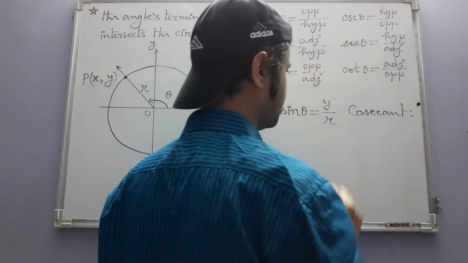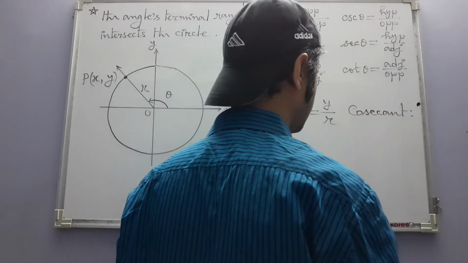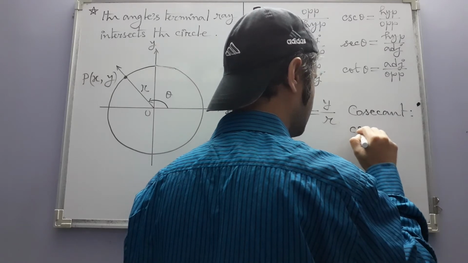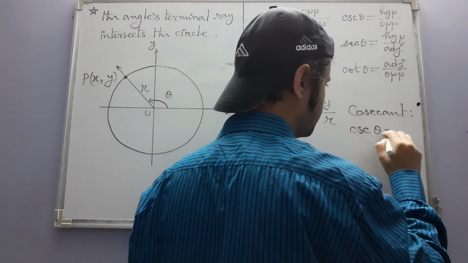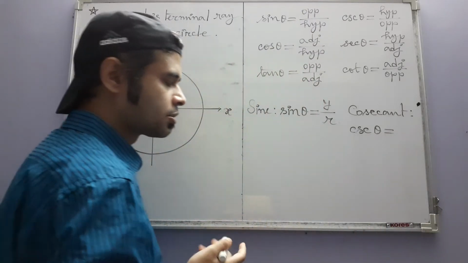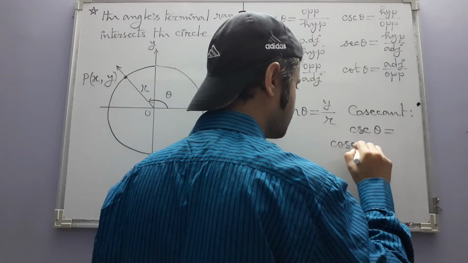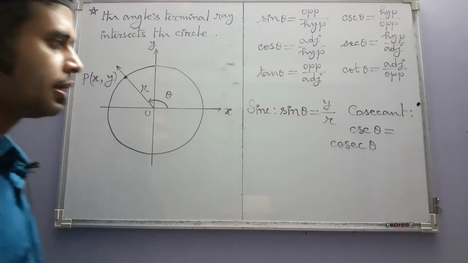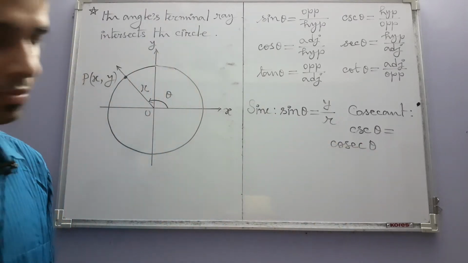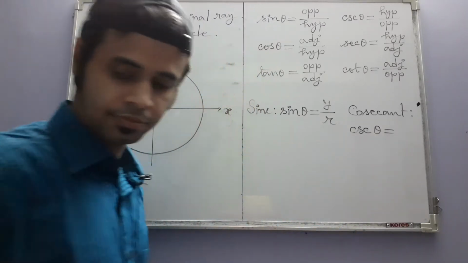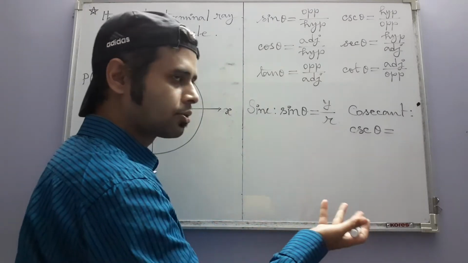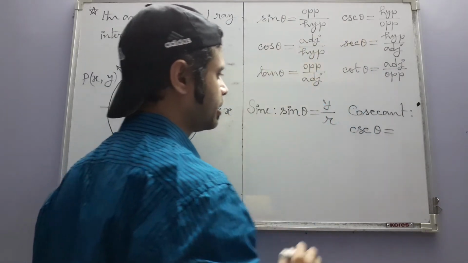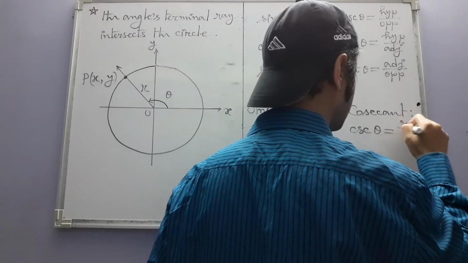Cosecant. I don't have space for writing them consistently like this, but anyway, let me write it just below this. CSC theta. Some people also write like this, cosec theta. In this text, however, the authors use CSC. I think this is old usage. It is just the reciprocal of sine, just like the old cosec is the reciprocal of the old sine. So this new cosec is the reciprocal of the new sine.